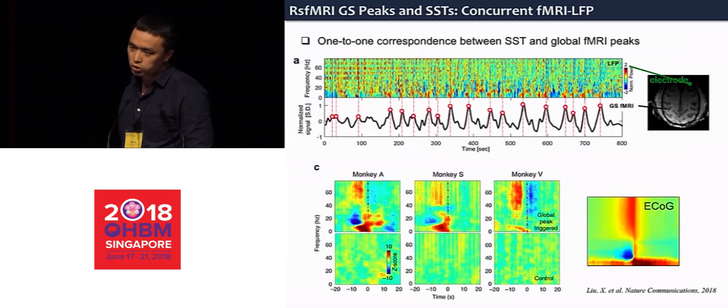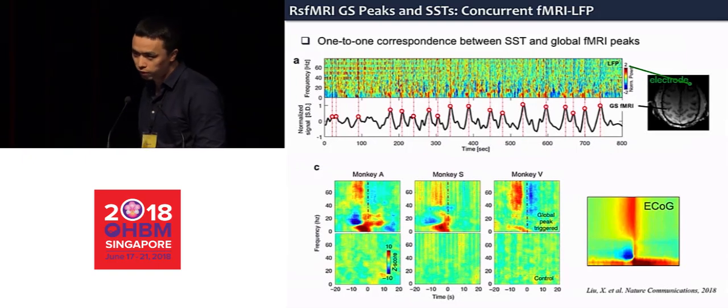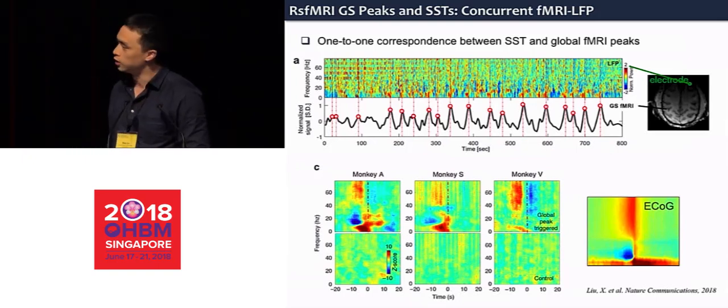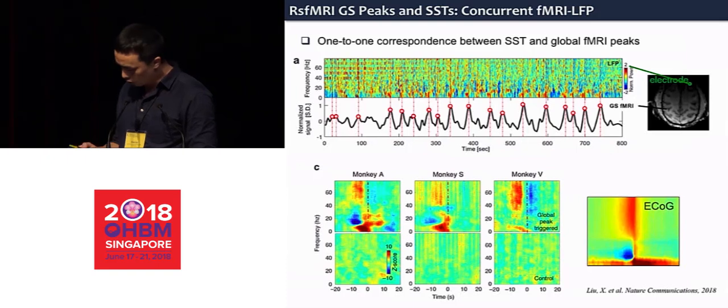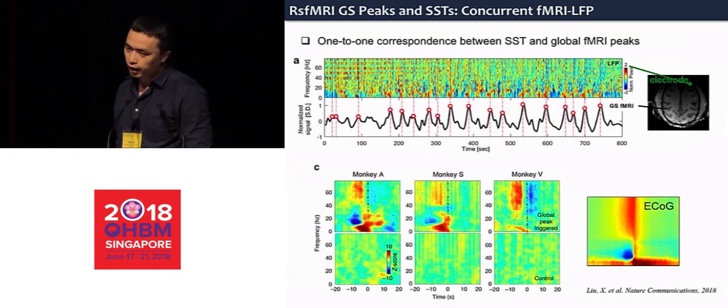To test that, we used simultaneous fMRI and local field potential recordings from monkeys. And you can see from this figure, we almost found a one-to-one correspondence between those SSTs and the global signal peaks. Alternatively, if you average those segments of the spectrogram based on those global peaks, you see those SST patterns.